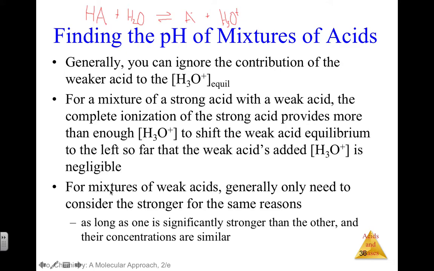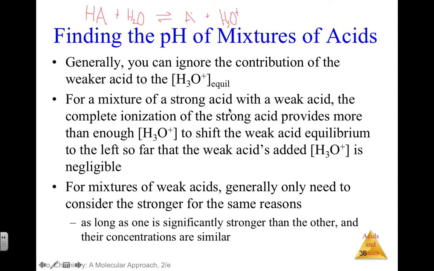So if we have a mixture of weak acids, generally you only need to consider the stronger of the weak acids for the same reason. And a little caveat, as long as one is significantly stronger than the other and their concentrations are small, which is pretty much what we're looking at. So if you have a mixture of acids, you want to only look at the strongest acid to calculate the pH. You can ignore the second acid.